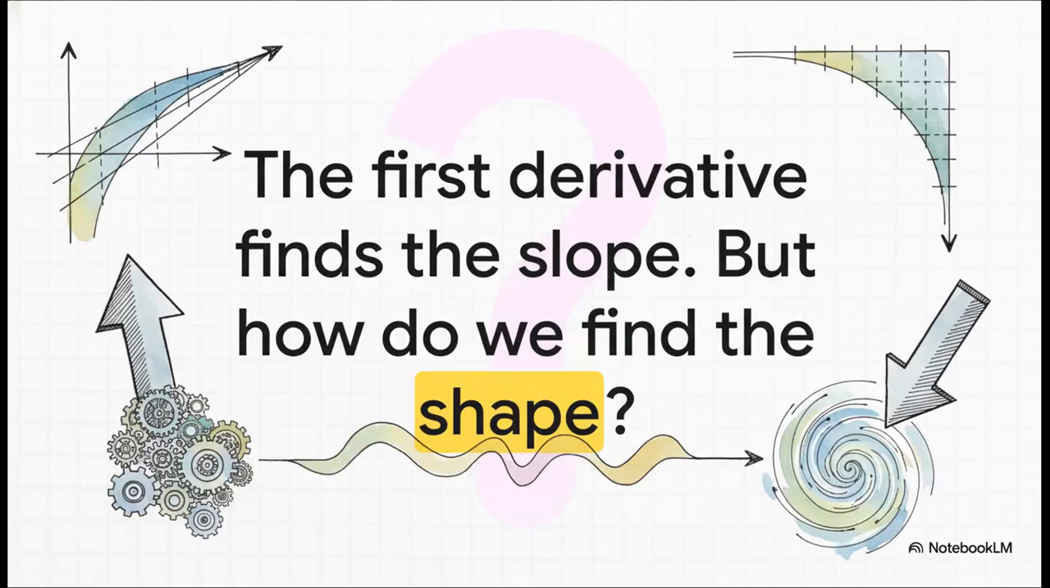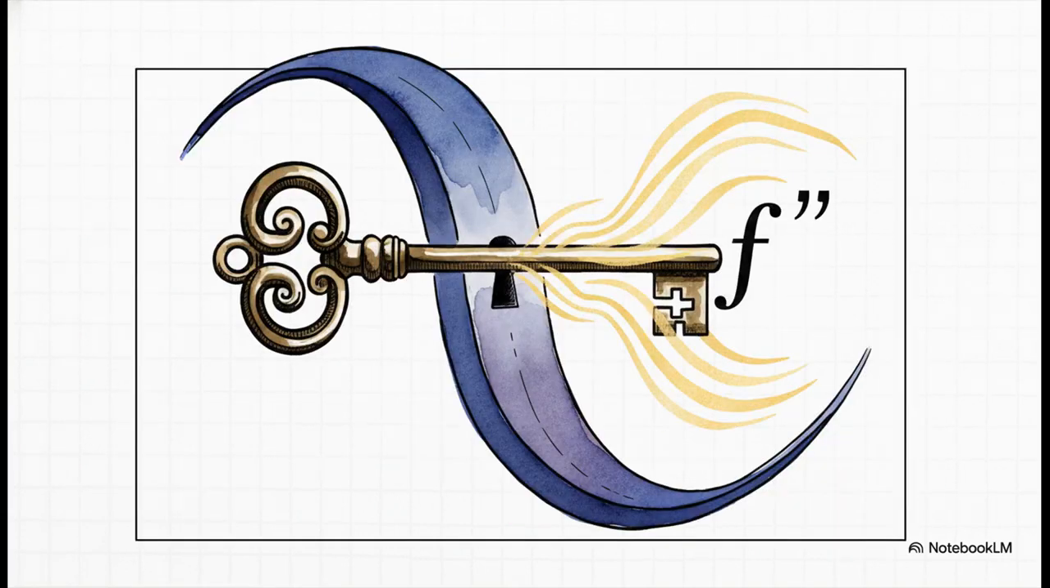So that brings us to the big question, right? We can find the tangent line, we know the rate of change at any given moment, but how do we describe whether the graph is curving upwards, kind of like a smile, or curving downwards, more like a frown? What tool do we have that actually tells us that? And there's our answer. It's the second derivative.